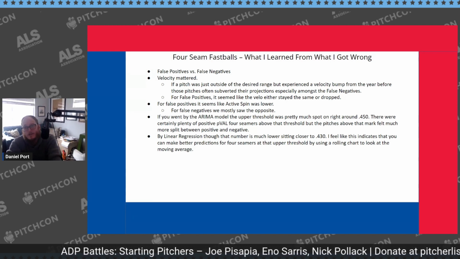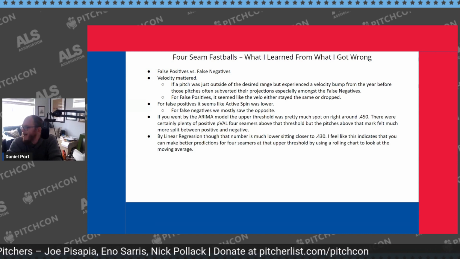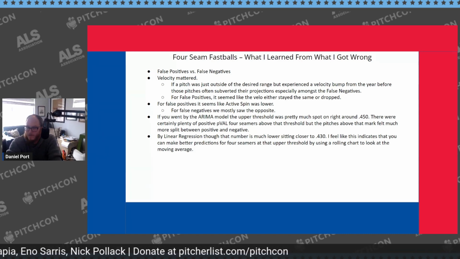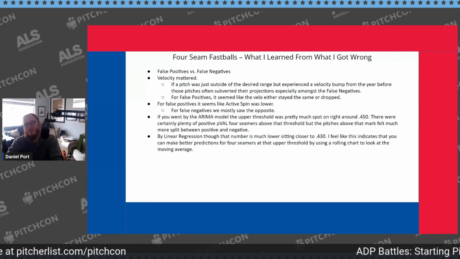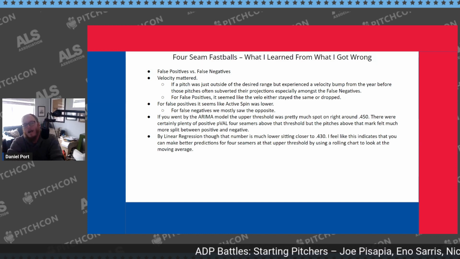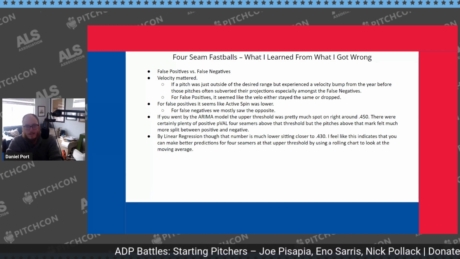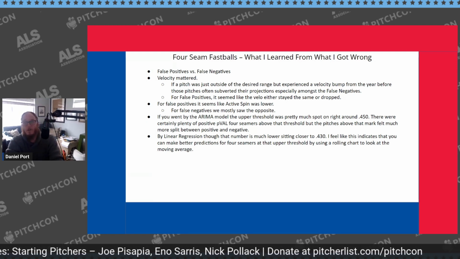So then I took these things I got wrong, like I said, I separated them into false positives and false negatives. Now, false positives are essentially, did I predict it would be positive and I was wrong? That turned out to be negative. And a false negative is I predicted it to be negative and it turned out to be positive. And what I found from a trend standpoint is some of that makes sense. Like velocity really, really mattered, right?